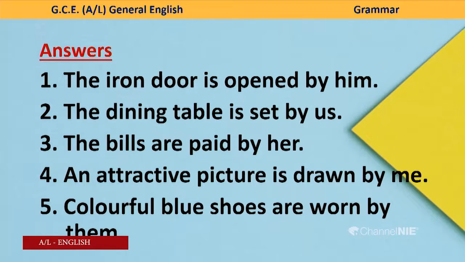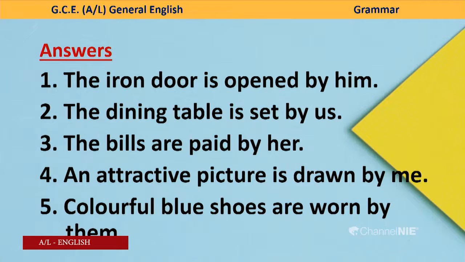The dining table is set by us. Set, set, set. So, set is the past participle verb form of the present tense verb form set. The bills are paid by her. Pay, paid. The bills are paid. Since the bills are plural, are is used. The bills are paid by her.